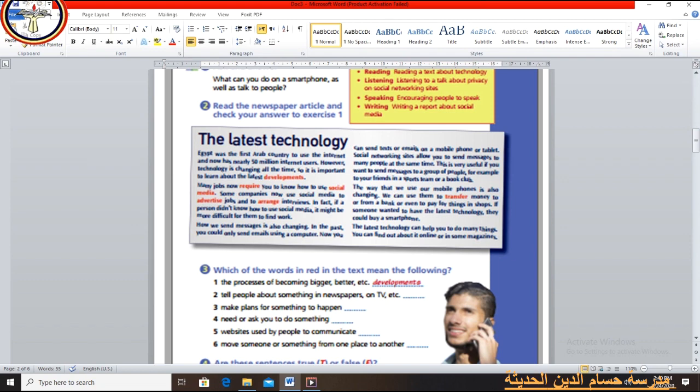The way that we use our mobile phones is also changing. We can use them to transfer money to or from a bank, or even to pay for things in shops. If someone wanted to have the latest technology, they could buy a smartphone. The latest technology can help you to do many things. You can find out about it online or in some magazines.